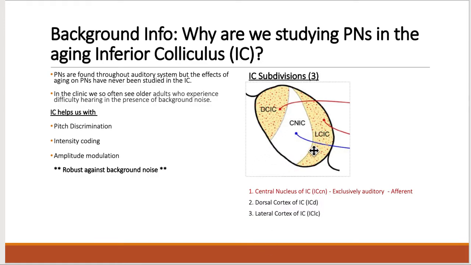This figure here shows us what a cross-section of the IC looks like. And we learned in Dr. Jennings' lecture earlier in the semester that the central nucleus, or core region, of the IC is exclusively auditory and dominated by the afferent pathway. So we will focus our attention on this subdivision of the IC, even though the article also examined PNs in the dorsal and lateral cortex regions of the IC.